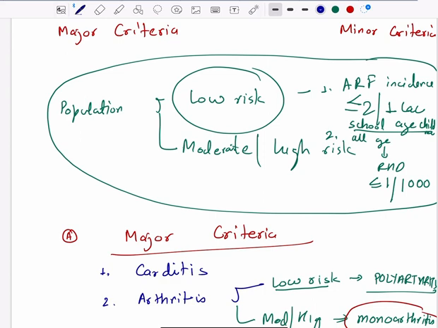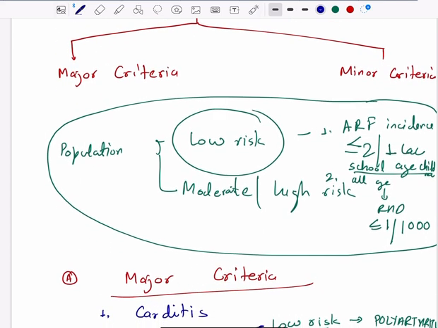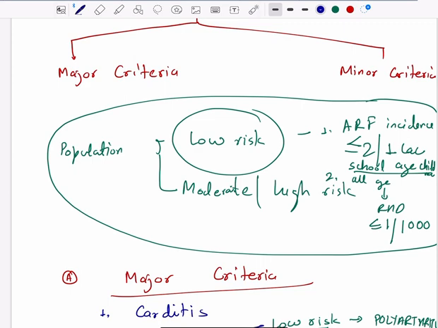But before coming to the major or minor criteria, we have to understand that the population is divided as per low risk, or moderate and high risk. The criteria for the low risk population is an acute rheumatic fever incidence of less than or equal to 2 per 1 lakh school age children, and for all age groups, a rheumatic heart disease prevalence of less than or equal to 1 per 1000 population.